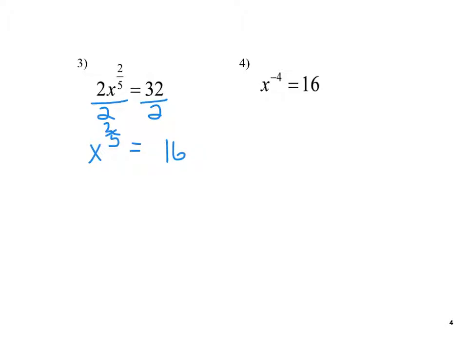And now that x to the 2/5 is isolated, it's by itself. So I need to take it, flip the exponent, 5 over 2. That goes away, and I am just left with x equals 16 to the 5/2 power. So we have to raise that to the 5/2 power. Okay, when I do that, I get 1,024.